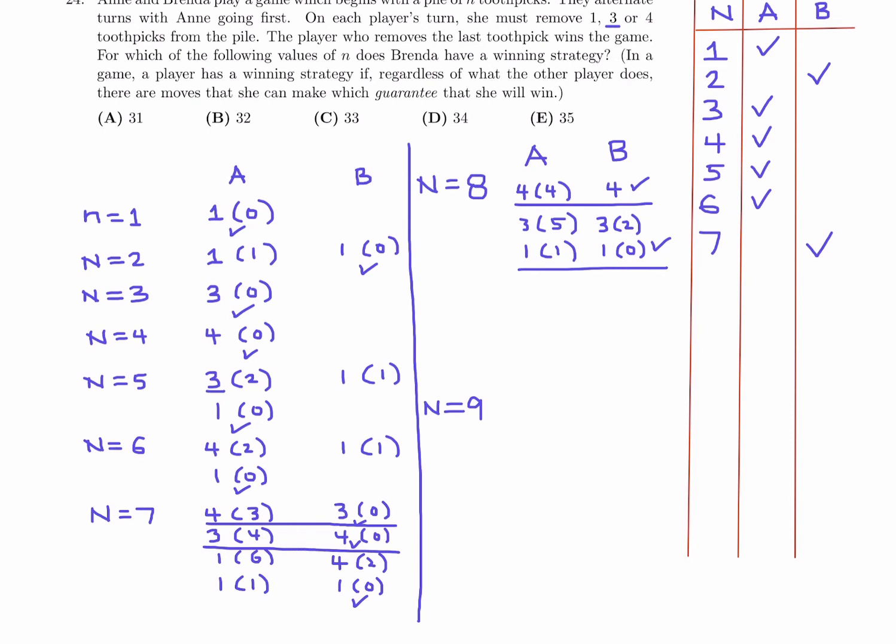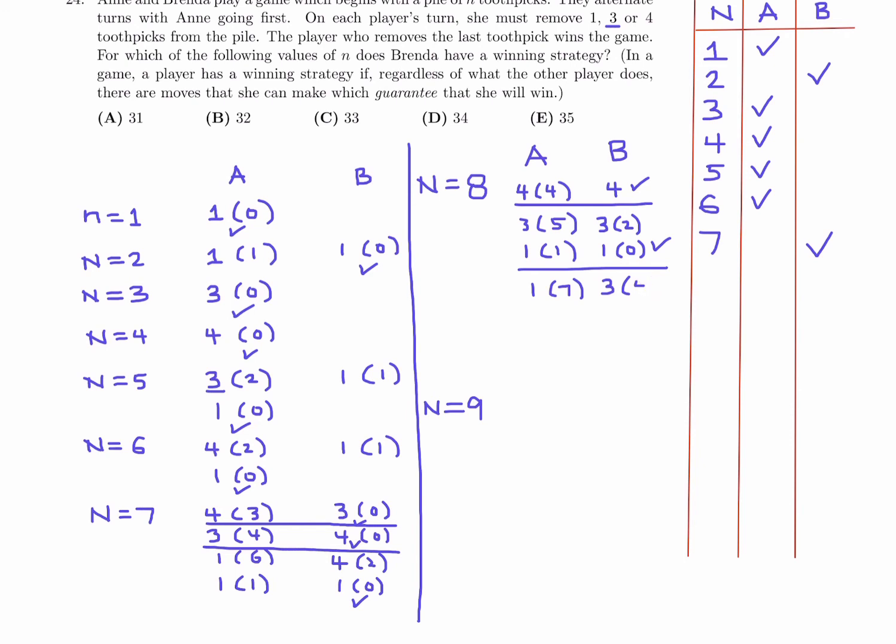So how does she do that? Well, she does the following. She removes only 1, and that leaves 7. And then if Brenda removes now 3, it will result in 4. So then Ann can remove those 4 and win.